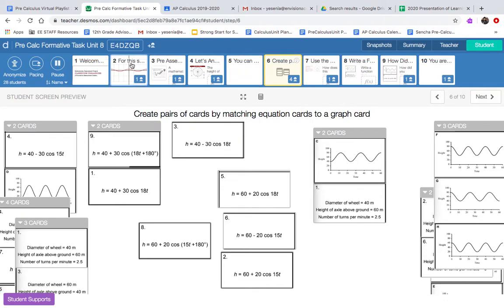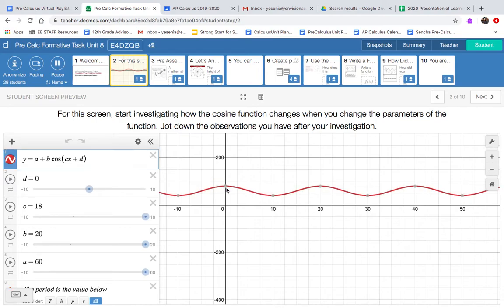Let's go back to the Desmos. Does it do that? No. Notice how this one starts at 80. It doesn't start at 40 and then go up and go down. It kind of does the opposite. So that means it cannot be card number 5. So that's what we're doing.